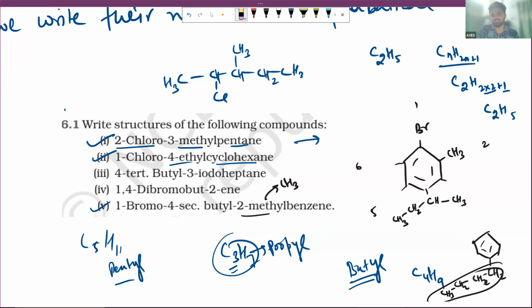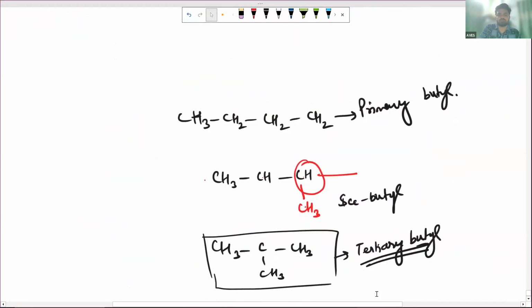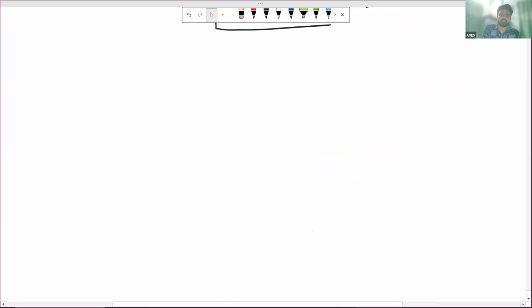Now the next topic is preparation of alkanes. How can we prepare the alkanes? The topic is preparation of alkane.